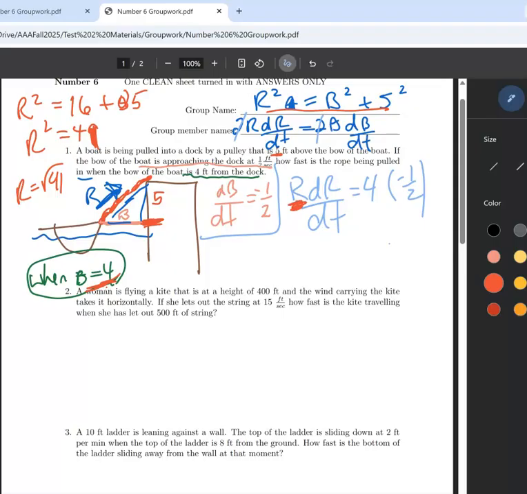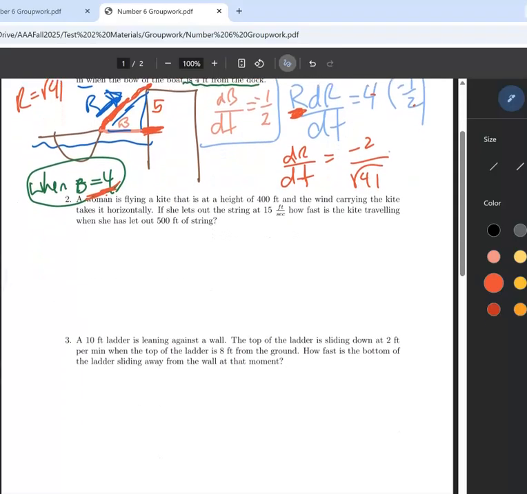So here, that's what I'm going to put in here. And so then I'll just do that next step, which would give us a negative 2 over root 41. Now, does that make sense? Does it make sense that the rate that the r is changing is a negative number? Yes, because it's getting smaller.